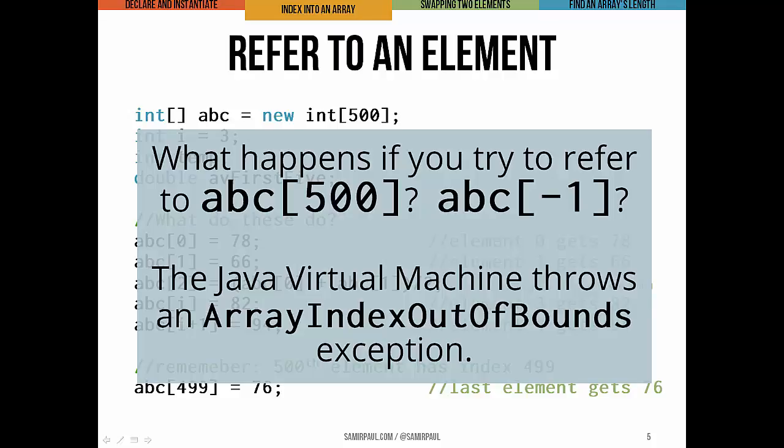If you actually try to go to ABC sub 500 or ABC sub -1 or anything outside of that range from 0 to length minus 1, the JVM throws an array index out of bounds exception. It behaves pretty similarly to how the machine would behave if you were trying to divide by 0. So in this example, the subscript has to be between 0 and 499. Later, we're going to see how we can work with arrays of any size, where maybe we don't even know how big the array is, and how we can write loops that aren't tied to one particular literal value like 500.